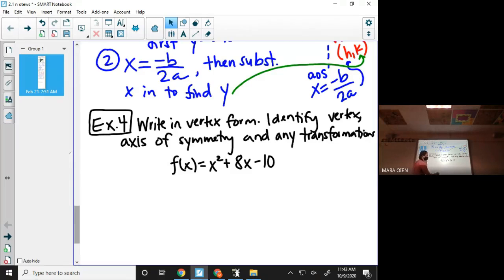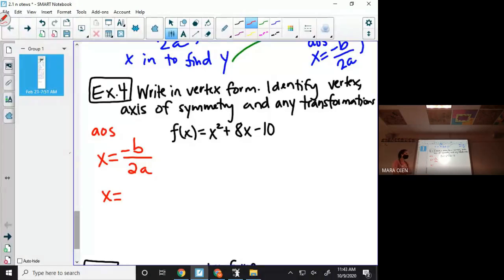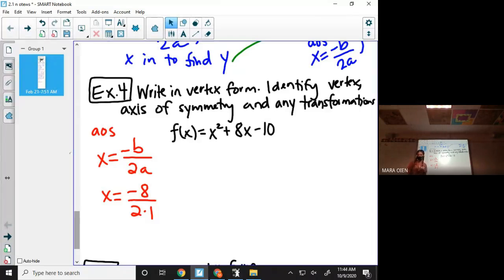What I want you to try, and we're probably going to get interrupted here pretty quick, see if you can find your axis of symmetry. Even though they said write it in vertex form first, and then we'll find the axis of symmetry, we're going to do it in kind of a backwards order. We're going to find our axis of symmetry first. So that being said, what is my b value here? 8. So I want negative 8 over 2 times 1, and we will finish this when we come back from lunch.